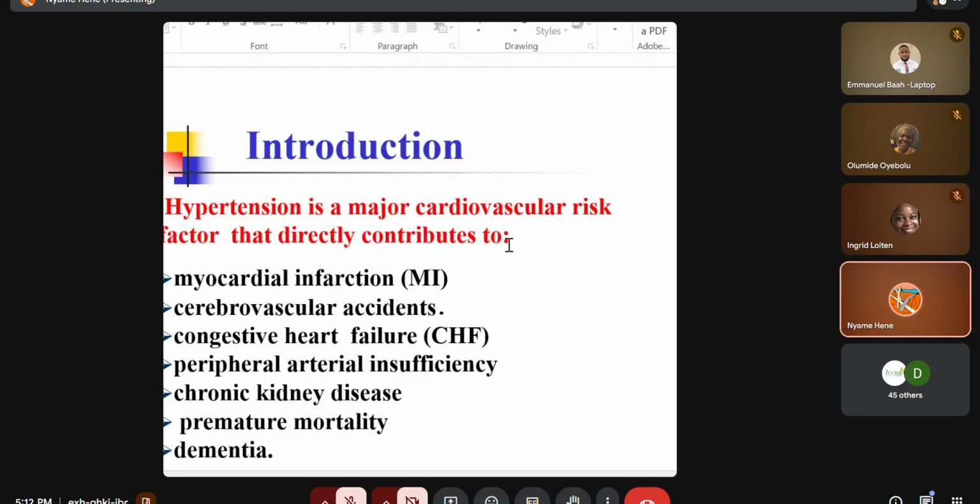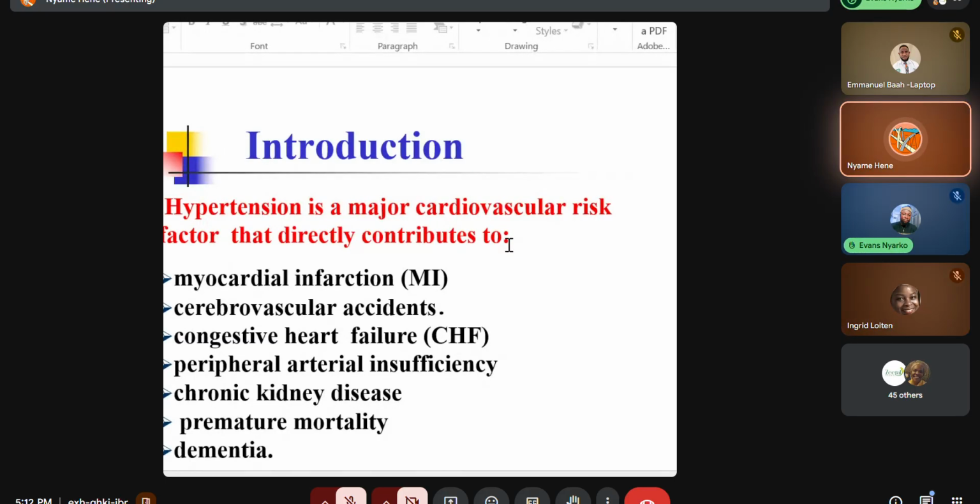Myocardial infarction. Do you know myocardial infarction? Myo means muscle, cardia, heart. Infarction, blockage of blood supply to an area. So myocardial infarction is blockage of blood supply to an area of the heart.